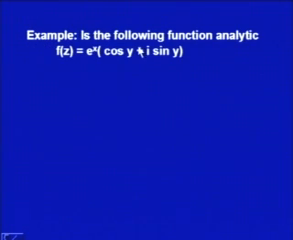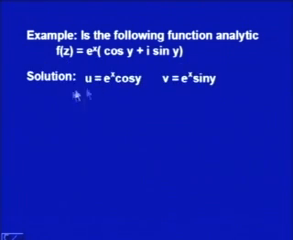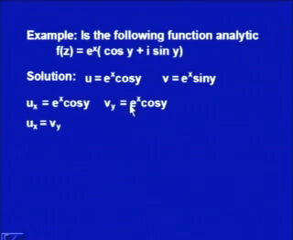In the next example, you have to show whether the function is analytic or not. So, we consider f(z) = e^x (cos y + i sin y). Accordingly, u = e^x cos y and the imaginary part v = e^x sin y. We calculate the various derivatives: u_x = e^x cos y and v_y = e^x cos y, and we can see that u_x = v_y.